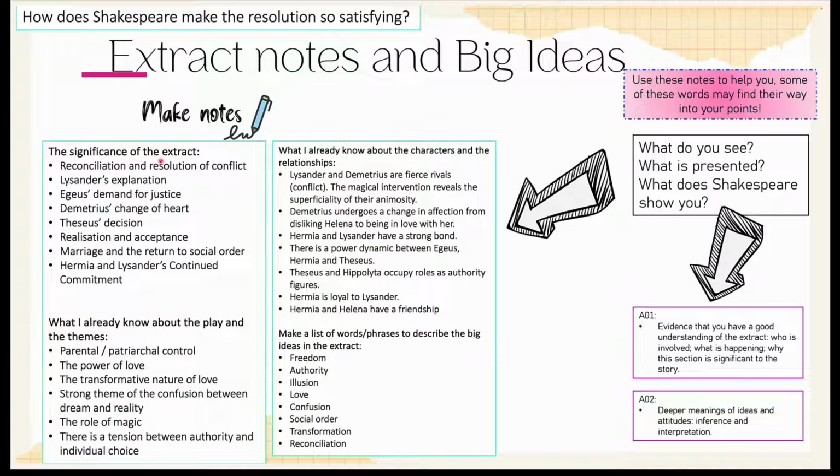So what you have here is the significance of the extract. Again, why is this one being chosen? What's happening? Why is it important? Then you've got what I already know about the play and the themes. Now, yes, this is a question on an extract and you are focusing just on that extract, but don't neglect everything you already know about the play, because it all feeds into this particular extract and why it is significant.